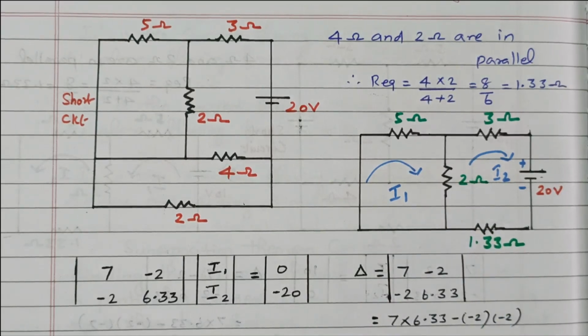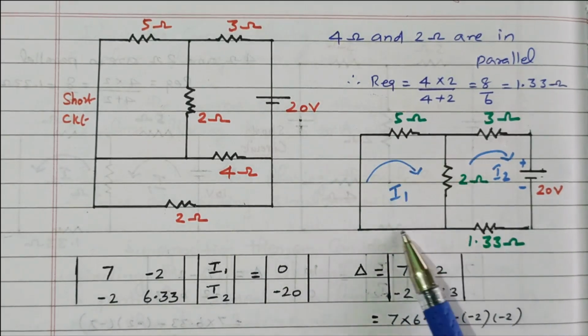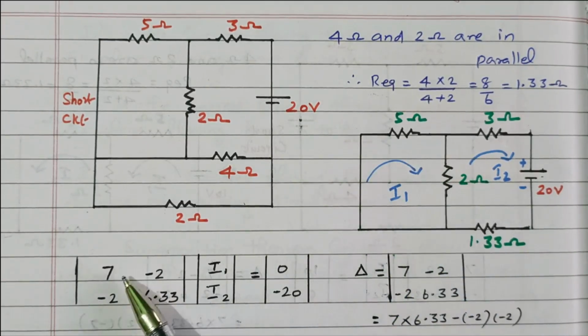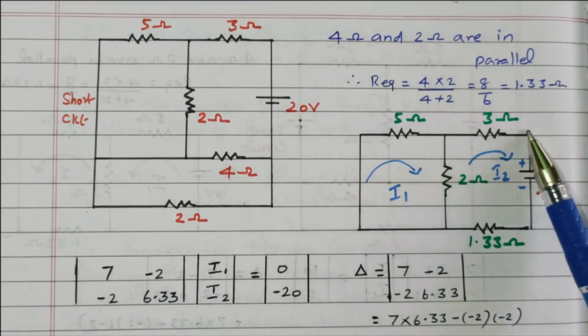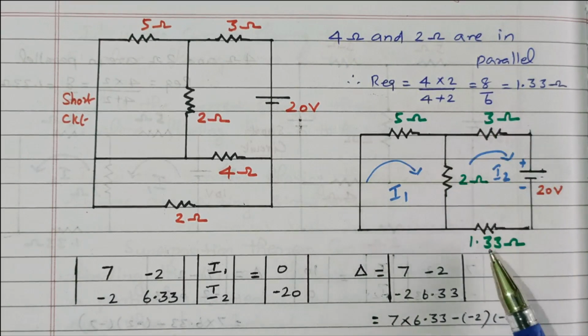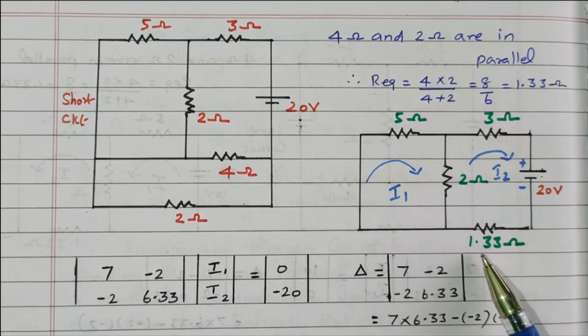So this is the resistance matrix, current matrix and voltage matrix, right? So the resistance matrix is that. This is R11, the resistance available in loop 1: 5 plus 2, 7. What is this 6.33? Resistors available in the second loop: 3 plus 1.33 plus 2. So 2 plus 3, 5, 5 plus 1.33, 6.33.